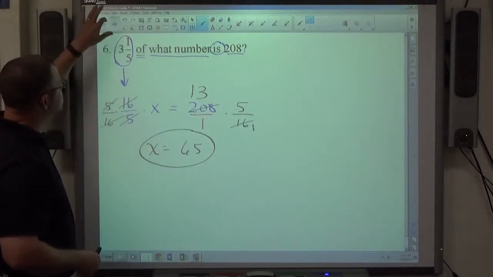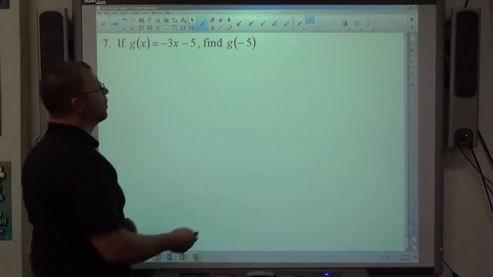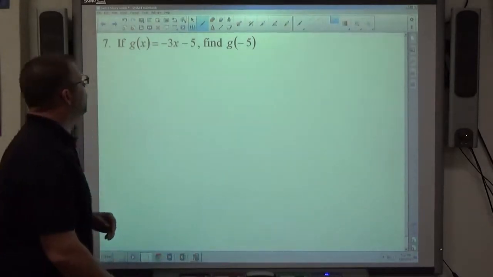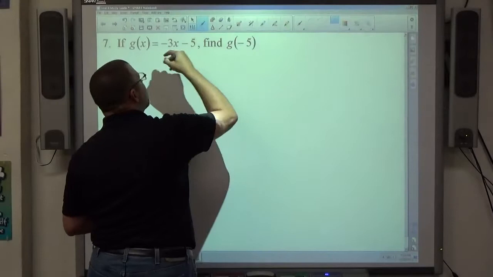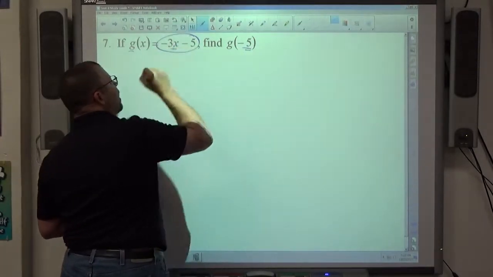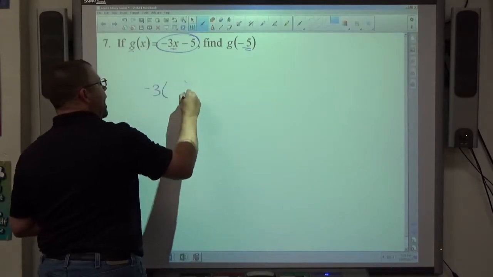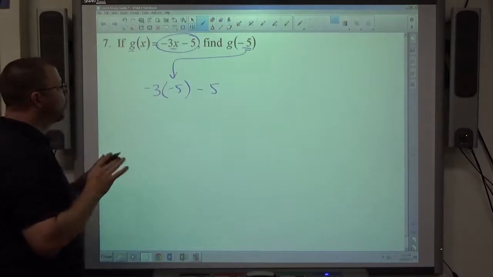Number 7, easiest problem on the test probably. I haven't looked at the whole test yet, but that's the easiest problem in my opinion. G of x equals that, find g of -5. This means go to function g, which is this expression, change x to -5. So -3x minus 5, put -5 there, then work it out correctly.